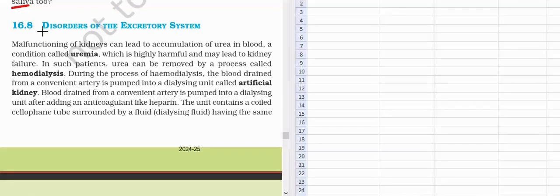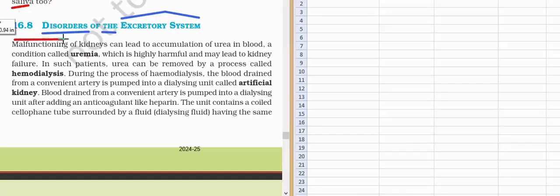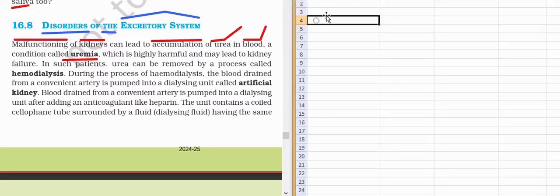Today we are going to see the topic disorders of the excretory system. Okay, that is kidneys and nephrons. The topic starts with malfunctioning of kidneys, which means the kidney is unable to function properly. Then what happens? Accumulation of urea in blood rather than going outside in the urine. Urea is settling in the blood. That is a problem, and this has to be a concern. So this condition is called uremia.